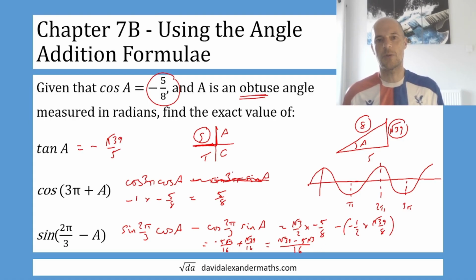So the key to unlock these questions is do your little triangles, think about your cast diagram so you don't get the signs wrong, and also use your knowledge of the addition formula as well.